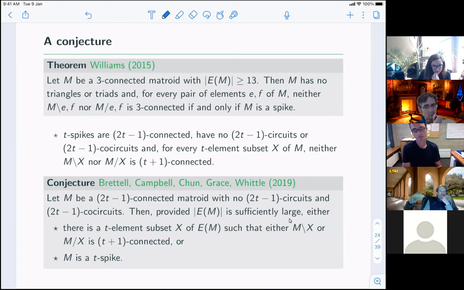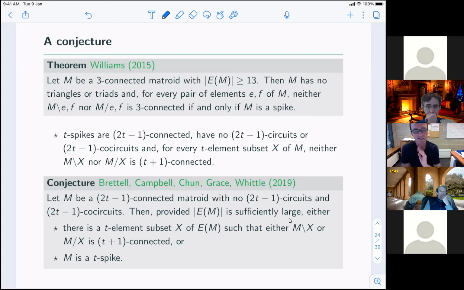I'll ask Nick. Nick will be in the audience. Is that still open, Nick? Still open. Yeah. Obviously, there's no counterexample or anything like that to it. That we know of. No.